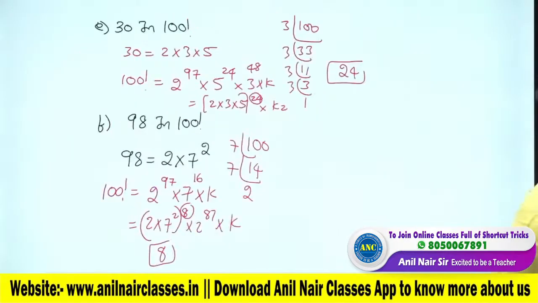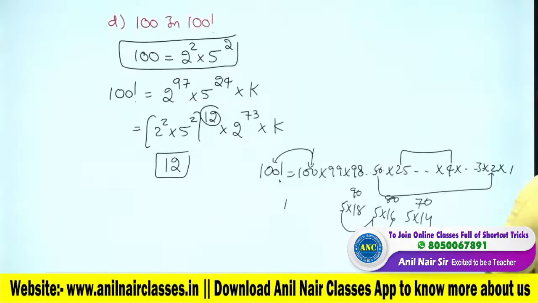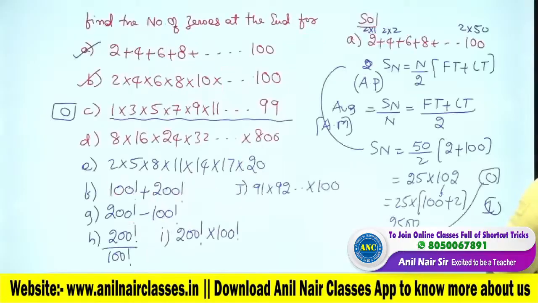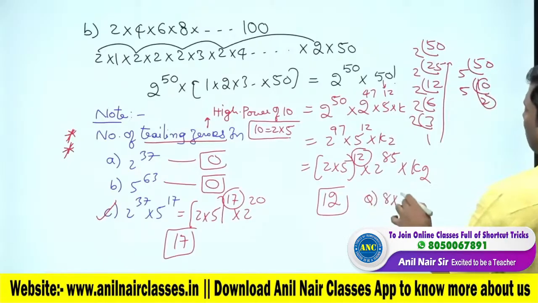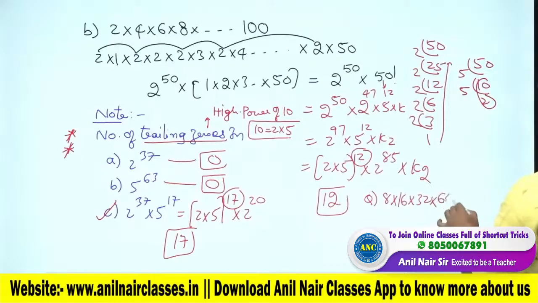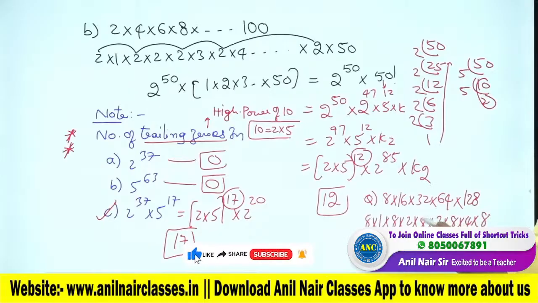Now how to find out the highest powers. So suppose the question is like this: 8 into 16 into 32 into 64 into 128. How to do it? These are 8 into 1, 8 into 2, 8 into 3, 8 into 4.